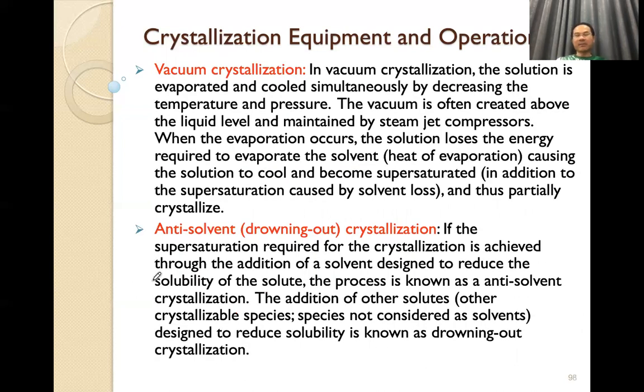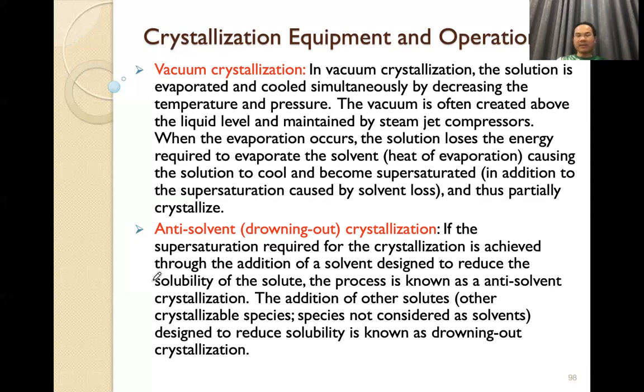And vacuum crystallization. Vacuum crystallization is a mixture of cooling and evaporative crystallization. For this case, we would like to crystallize at lower temperature and lower pressure, because if you reduce the pressure below atmospheric, the solvent can evaporate at lower temperature. The solution is evaporated and also cooled simultaneously by decreasing the temperature and pressure. You can get the supersaturation by evaporation and cooling.